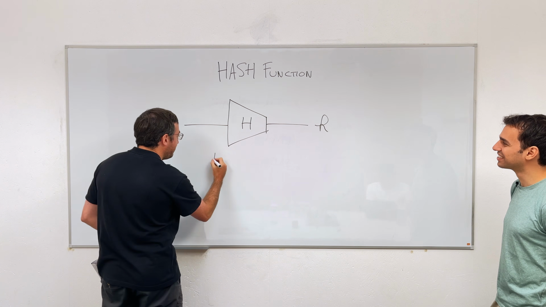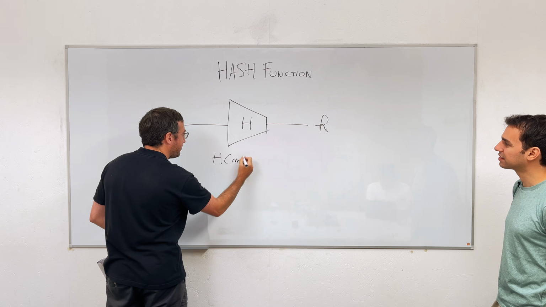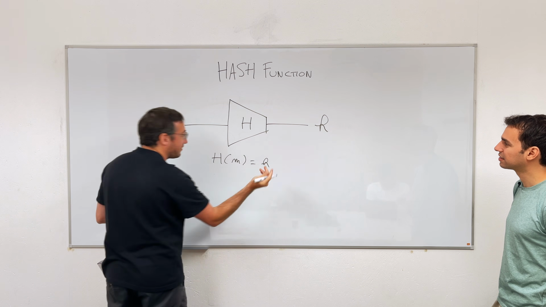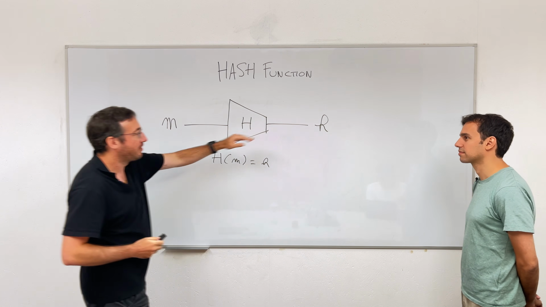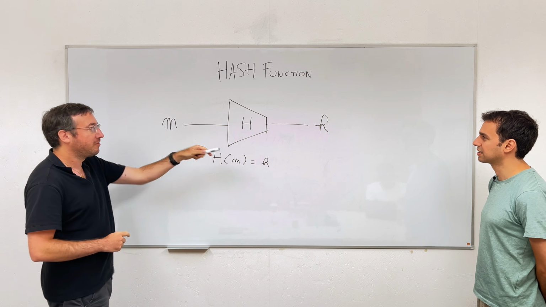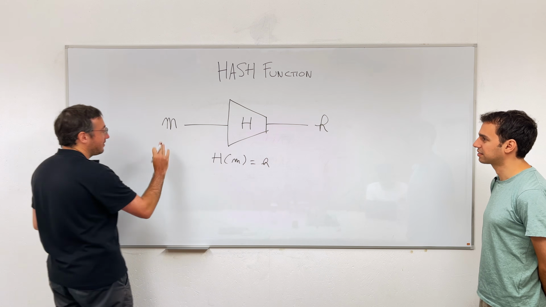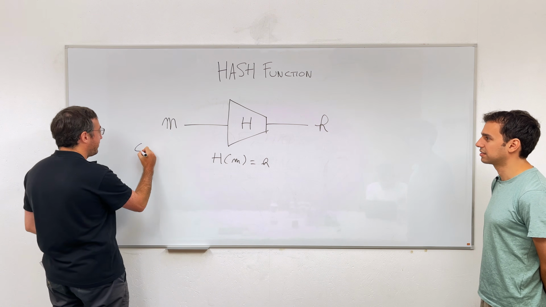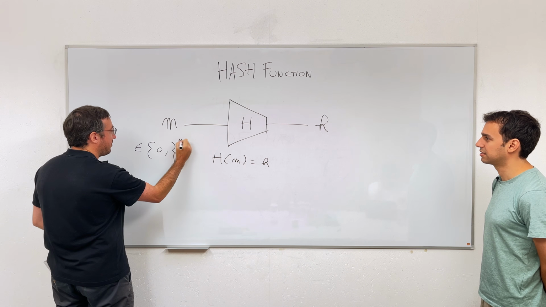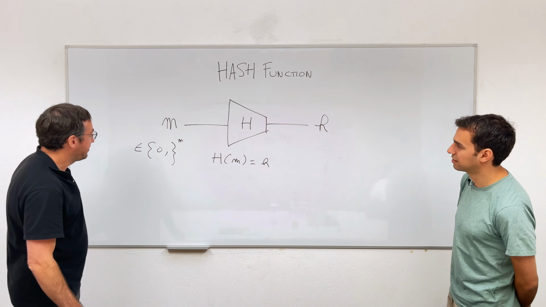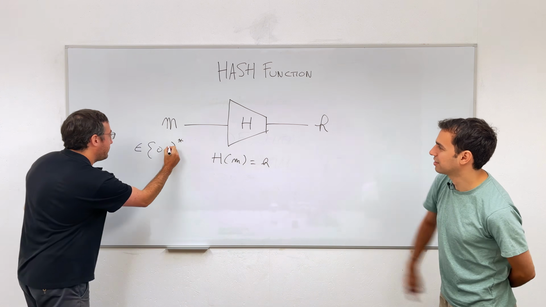So, yeah, you have H of M equal H. That's the simplest thing you can imagine. One input, one output. So how do they differ? M, a mathematician would write, belongs to the set of all bit strings of arbitrary size, even the empty string. I guess there's a 1 there. I'm missing a 1, yes.